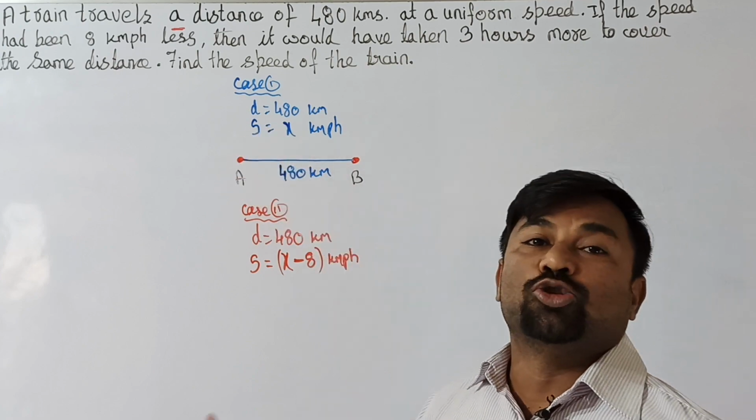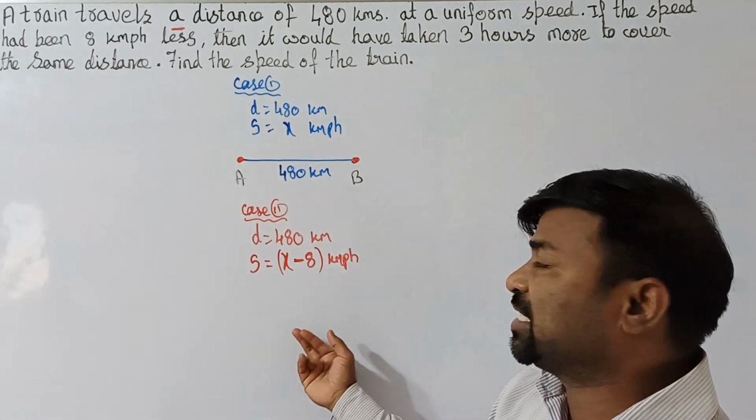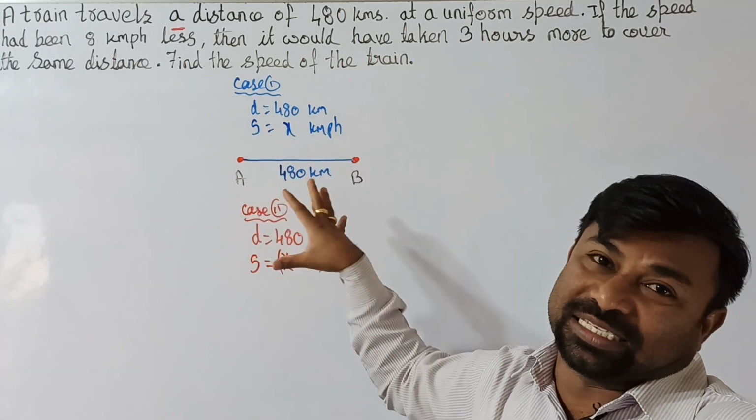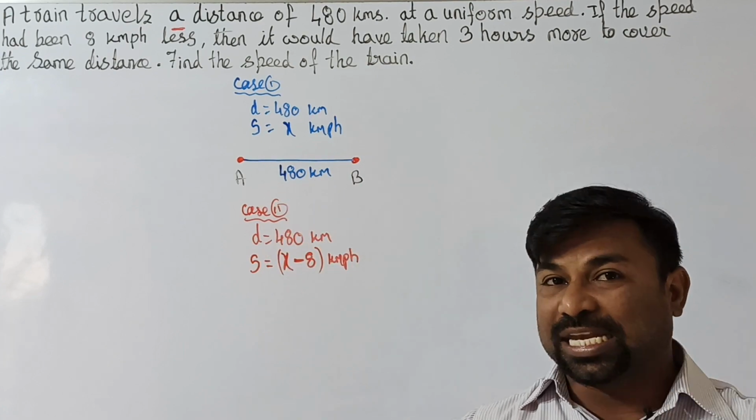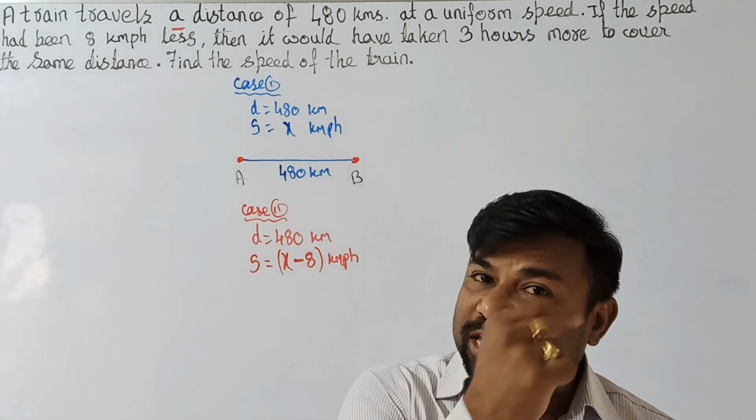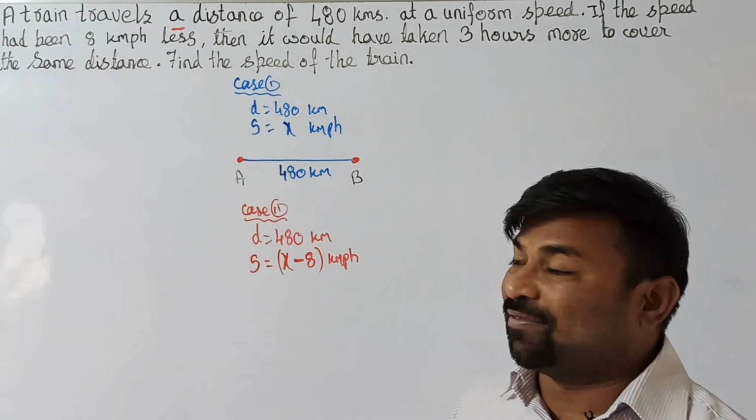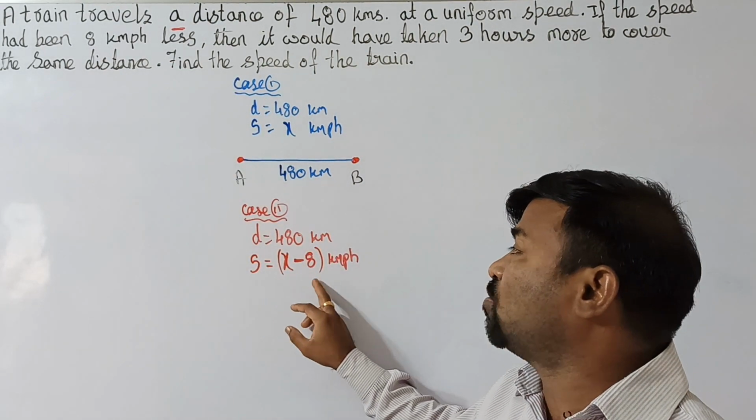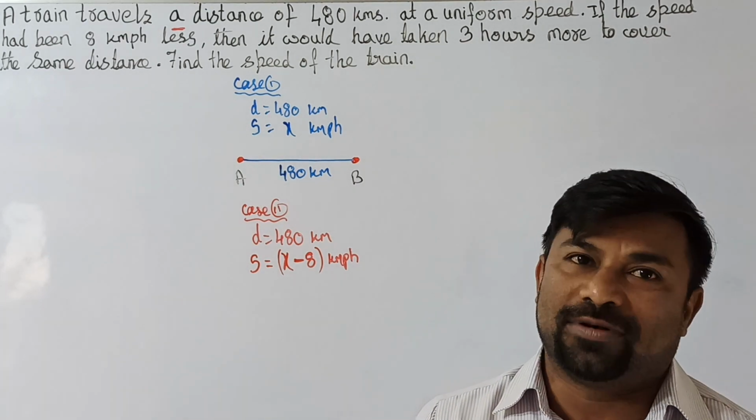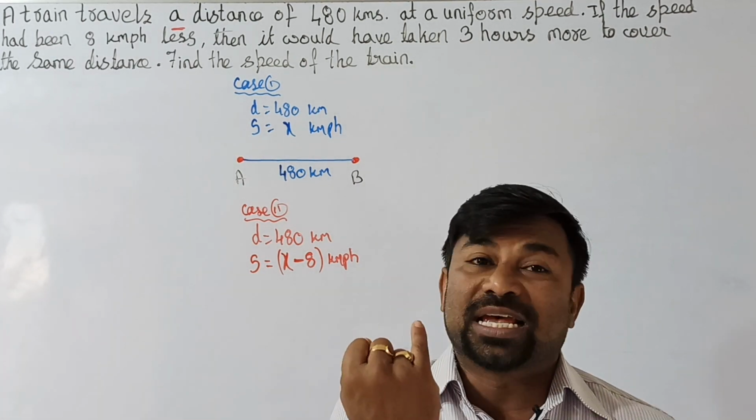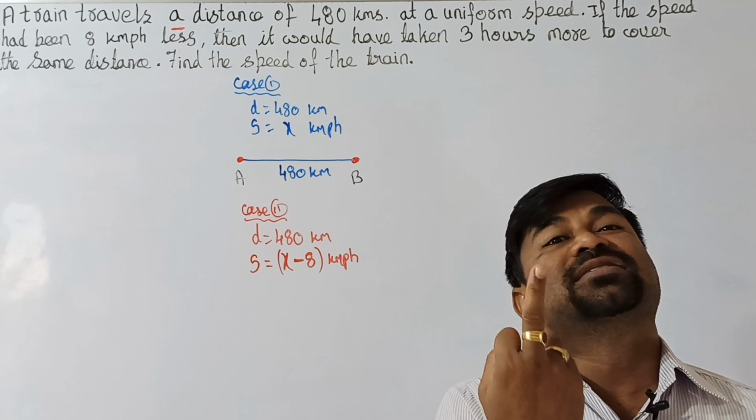Okay, the speed we assumed as x kilometers per hour. In the second scenario, for that same distance of 480 kilometers, the speed has been reduced. So how much has it reduced? By 8 kilometers per hour. So now I'm taking it as x minus 8 kilometers per hour. But the three variables are speed, distance and time.